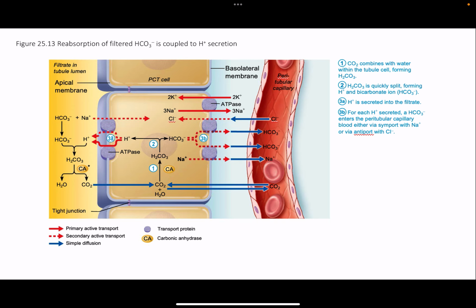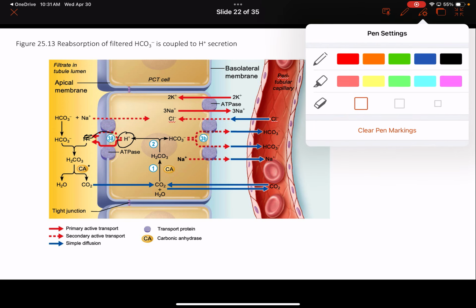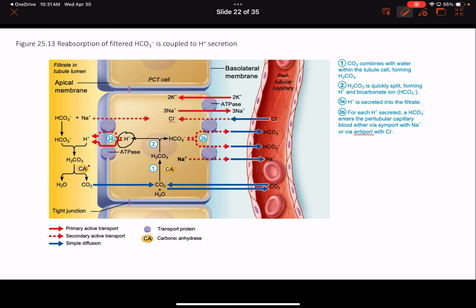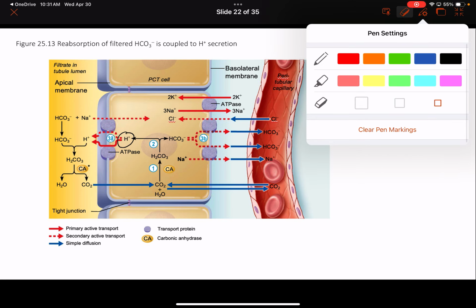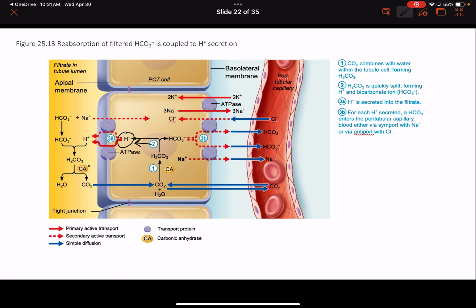And then the hydrogen ion is secreted into the filtrate because, again, acidosis is much more common than alkalosis in most people. So the normal physiological response is to get rid of the hydrogen ions. The bicarbonate is then moved towards the blood to be reabsorbed. We're secreting hydrogen towards the urine or filtrate, and reabsorbing bicarbonate in the other direction. For each hydrogen that's secreted, a bicarbonate enters the peritubular capillary blood, either through symport with sodium or antiport with chloride. I won't ask you about that, just know that it's being reabsorbed while the hydrogen ion is being secreted.